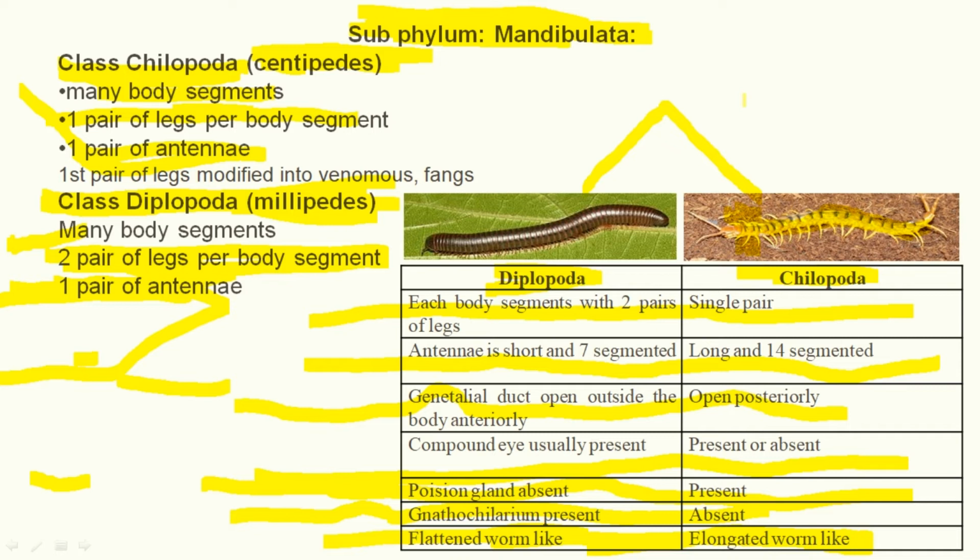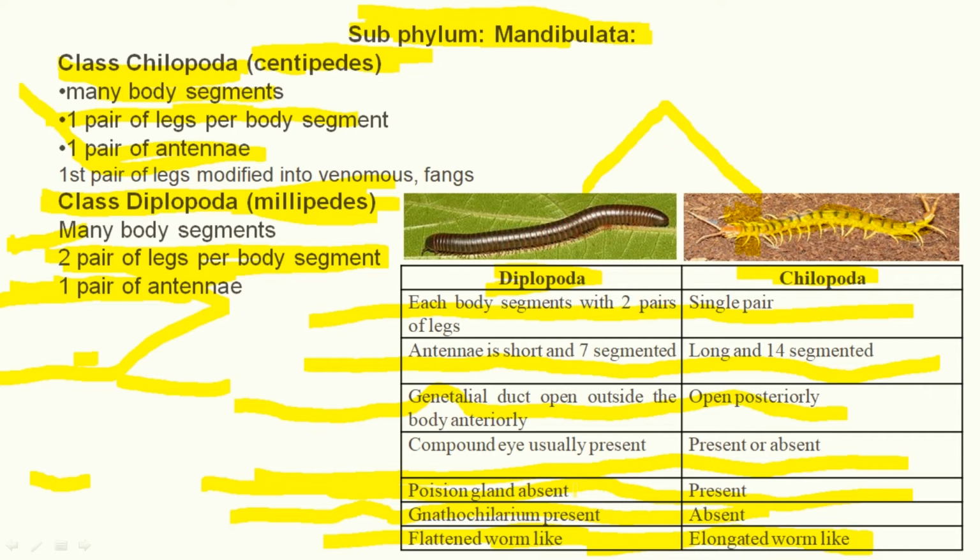In case of Diplopoda, their antenna is short. See here, their antenna is short and it is 7 segmented. But in case of Chilopoda, antenna is long, having 14 segments, double. Then coming to the next point, that one is the genitalia duct. In case of Diplopoda, that is opening anteriorly, towards the head. But in case of Chilopoda, that opens posteriorly, towards the abdomen, towards the end.